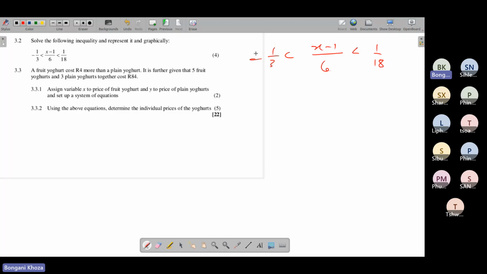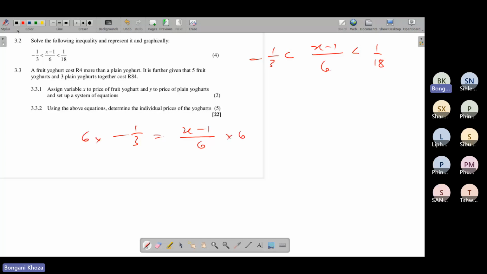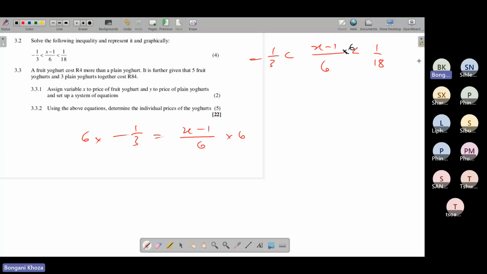Right. So remember, I always say if this was just 1 over 3 equals x minus 1 over 6, to get rid of this 6, you just multiply by 6 on both sides. So that's what we're going to do here. I'm going to multiply by 6 here, there, and here. Since we have 2 inequality signs, what I do on this side, I also do on this side. So I end up here having -6 over 3.